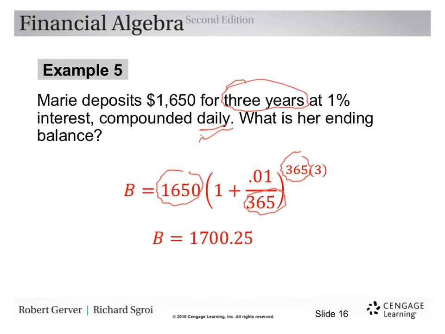All right. How do we do this on a calculator? Again, fraction first. 0.01 divided by 365. Whatever that is equal to, add 1 to it. Whatever that's equal to, raise it to this power. Now you're going to use parentheses in the power because you want 365 times 3. Whatever you get for that answer, multiply it by 1650, and our balance comes out to be, after 3 years, $1,700.25.